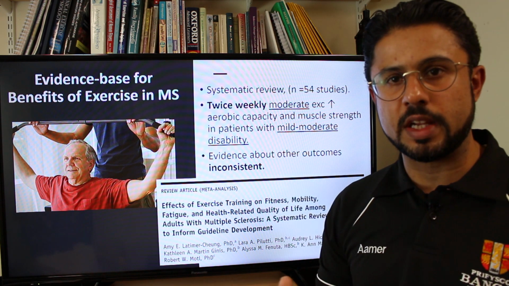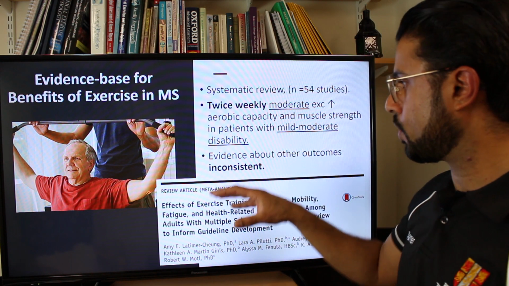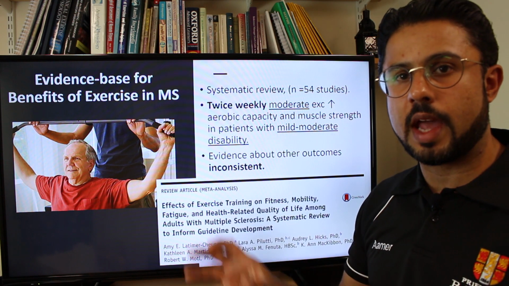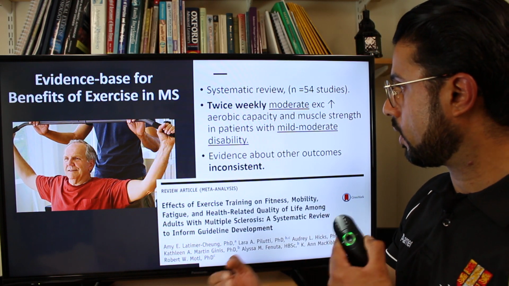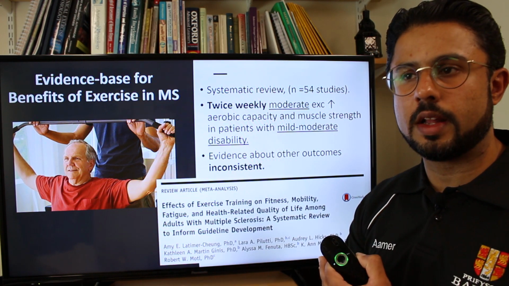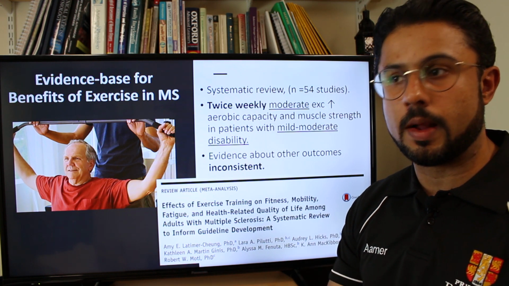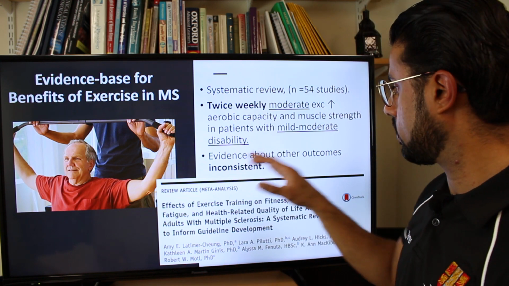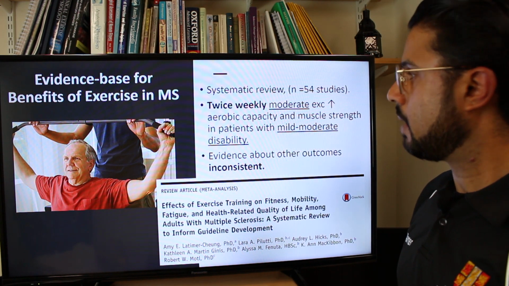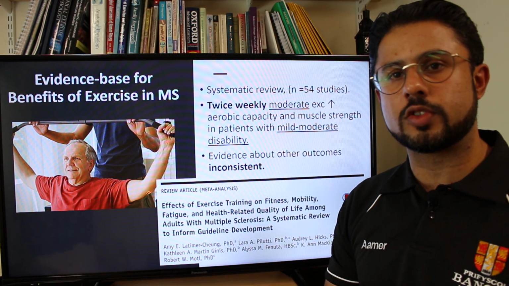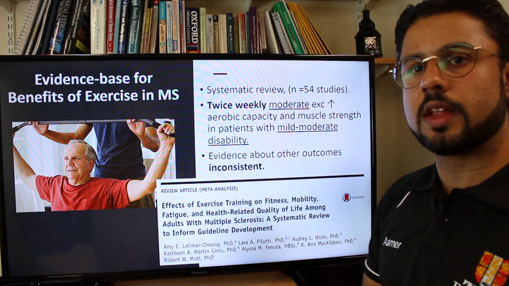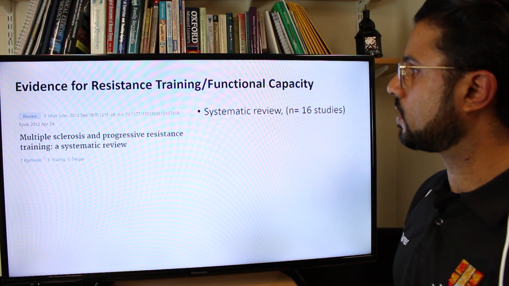Okay, now they also looked at mobility, fatigue, quality of life as well, some other measures, and the evidence about those outcomes was inconsistent. It doesn't mean that those don't improve with exercise training. It's just that the quality of the studies might not have been so good. So the evidence about those was not consistent. But certainly aerobic fitness, strength, the evidence is there that it does improve in MS patients.